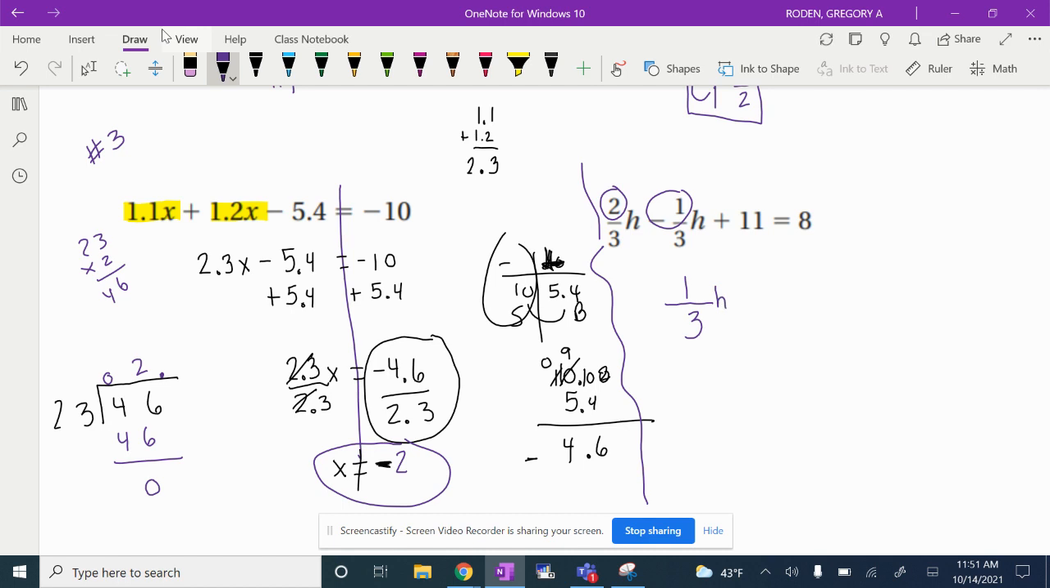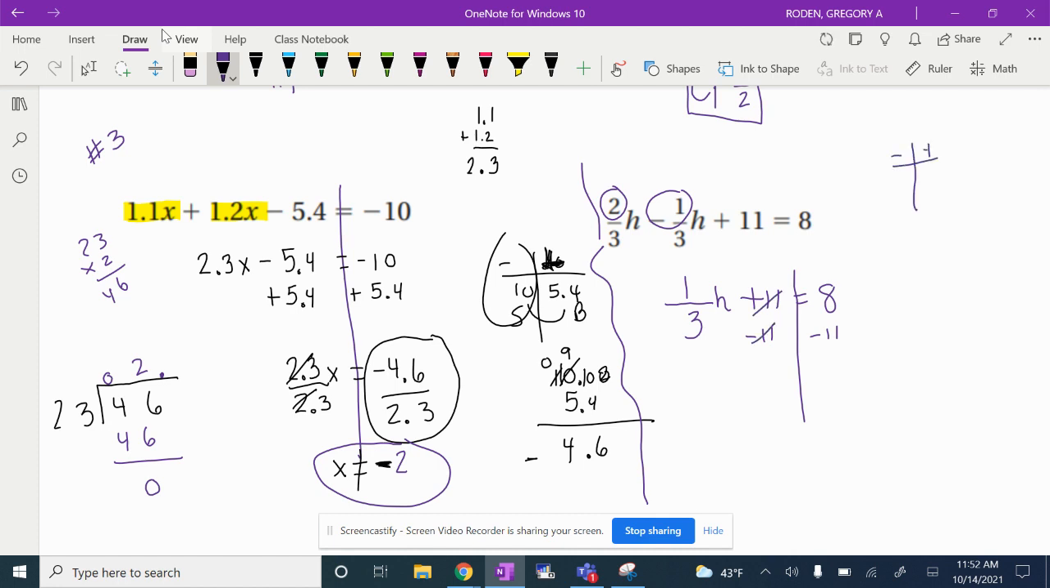And then I still have the h plus 11 equals 8. Now, I believe this is going to be a reciprocal problem. All right, so the first thing I want to do is subtract 11 from both sides. Subtract 11 from both sides. 11 cancels 11.